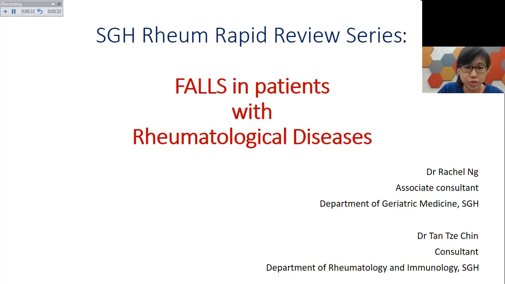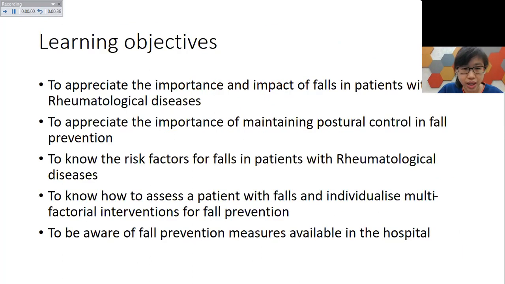Let's start with the learning objectives. To appreciate the importance and impact of falls in patients with rheumatological diseases, to appreciate the importance of maintaining postural control in fall prevention, to know the risk factors for falls in this group of patients with rheumatological diseases, to know how to assess patients with falls, and to individualize multifactorial interventions for fall prevention. And lastly, to be aware of fall prevention measures available in the hospital.